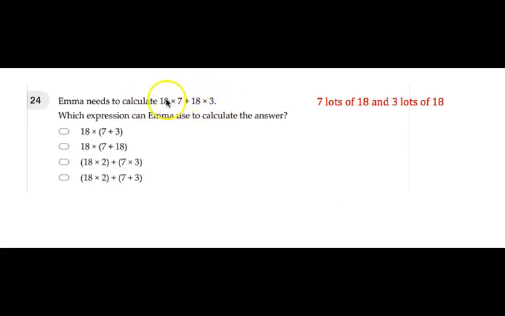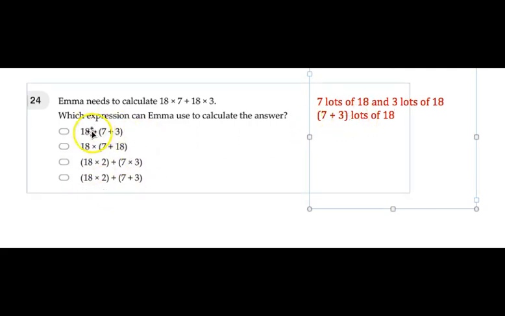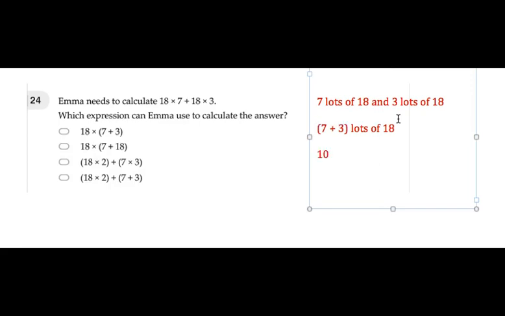18's in common, so you've got 7 lots of 18 and 3 lots of 18. Well, doesn't that really mean you've got 10 lots of 18? Or I could say I've got 7 plus 3, which is 10 lots of 18. We can see from these expressions that 7 plus 3 is 10. So that's the same as 10 lots of 18, which is this first answer here, because it's 7 plus 3 lots of 18.